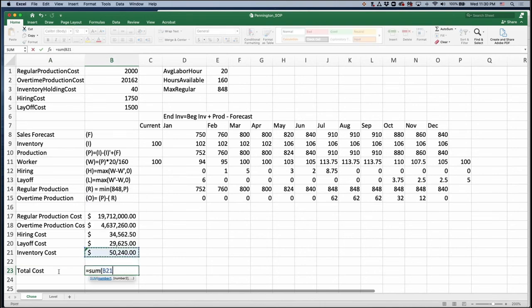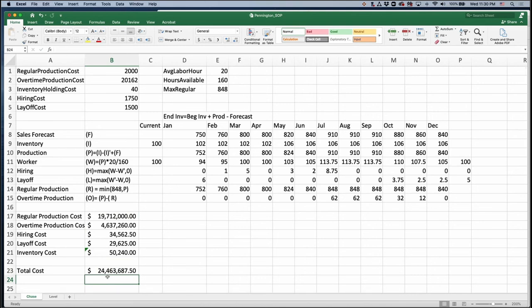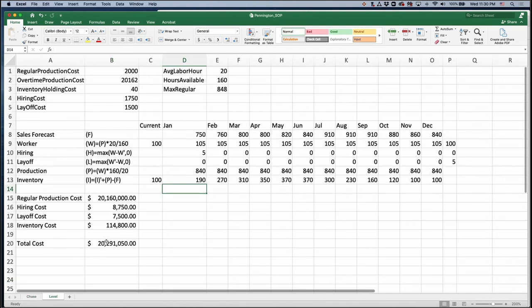So for the chase strategy, you have many layoff and hiring costs, right? However, you can save on inventory cost. Inventory cost is 50,000 for the chase strategy, while for the level production case the inventory cost is very high, 114,000, right? But for that case, the workforce is very stable.